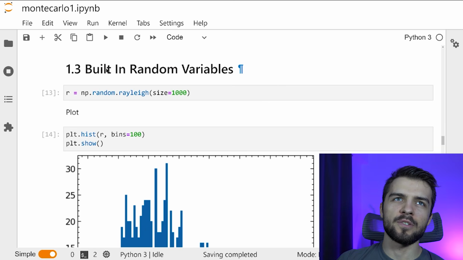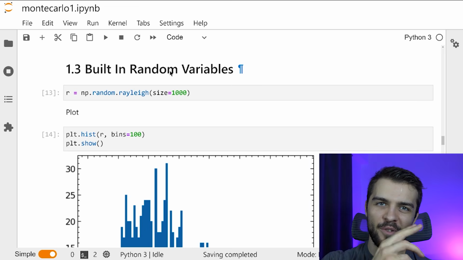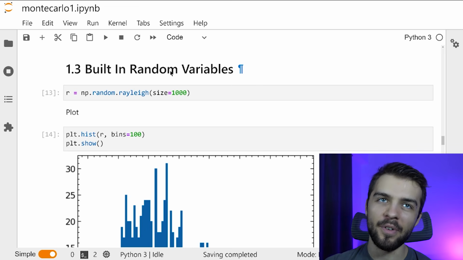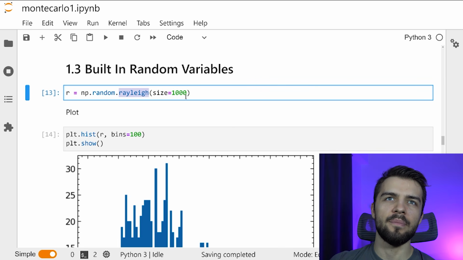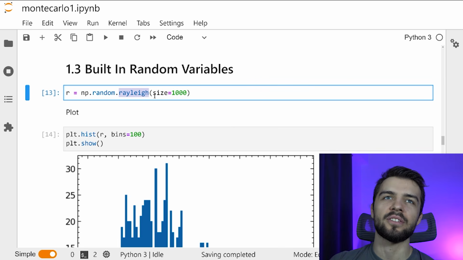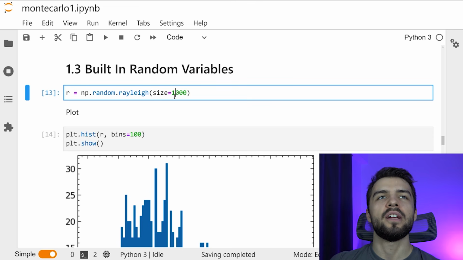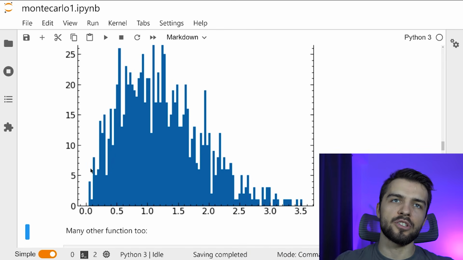So finally, of course, there are built-in random variables in NumPy. You don't always have to do this every time you want to generate a certain type of random variable. So here I'm looking at the Rayleigh distribution. It's a particular probability distribution, and there are tons of others in NumPy as well. And so here I can generate a bunch of random numbers, and I can plot them, and you can see that they're distributed according to a certain distribution here.